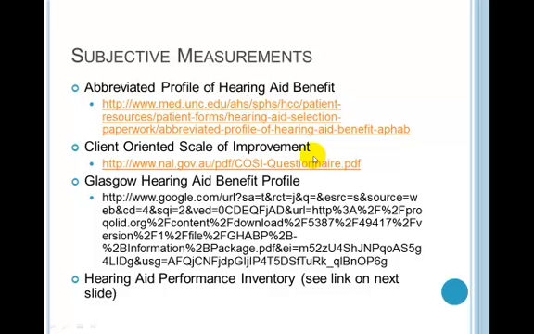The Glasgow Hearing Aid Benefit Profile examines 6 dimensions of outcome, including disability, handicap, hearing aid use, benefit, satisfaction, and residual disability. So again, this is looking at different areas of benefit, as is the HAPI.